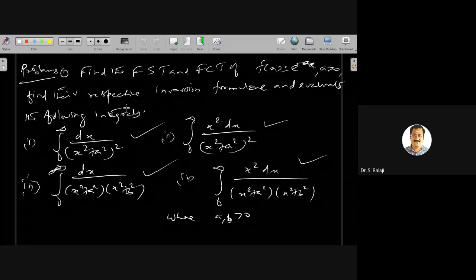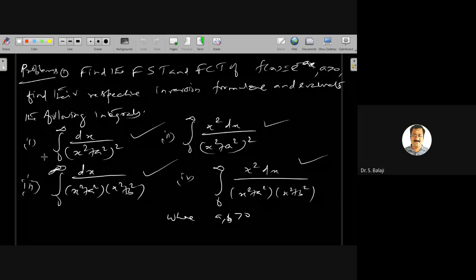Find their respective inversion formulae, and evaluate the following integrals.